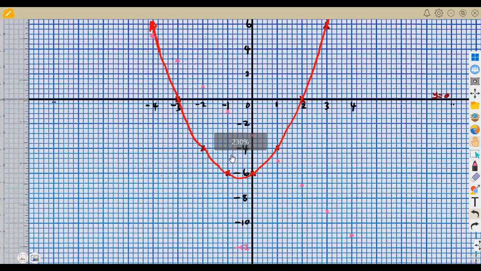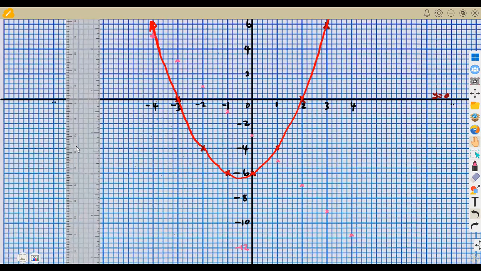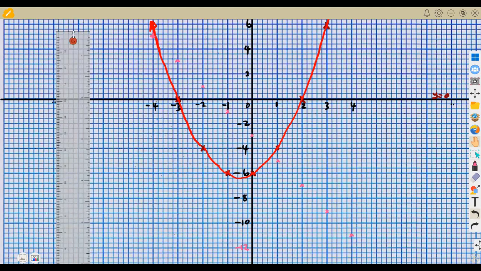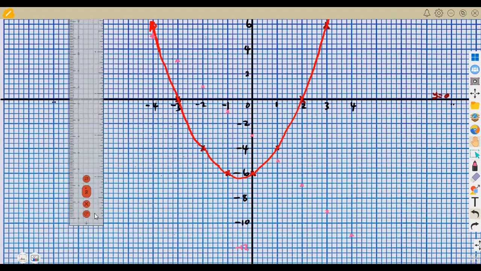We are marking points, but after marking these points, we are supposed to join them. This is a straight line. y is equal to mx plus c. We are referring to a straight line to be drawn. So we are just going to use the ruler.